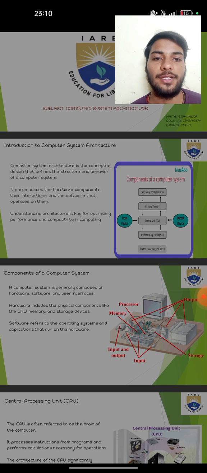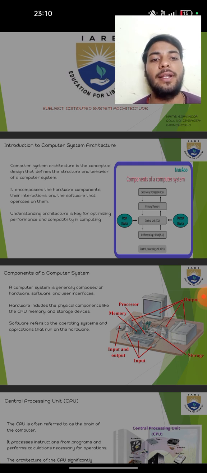Today my topic in CSA is Introduction to Computer System Architecture. Computer system architecture is the conceptual design that defines the structure and behavior of a computer system. It encompasses the hardware components, their interactions, and the software that operates on them. Understanding architecture is key for optimizing performance and compatibility in computing.